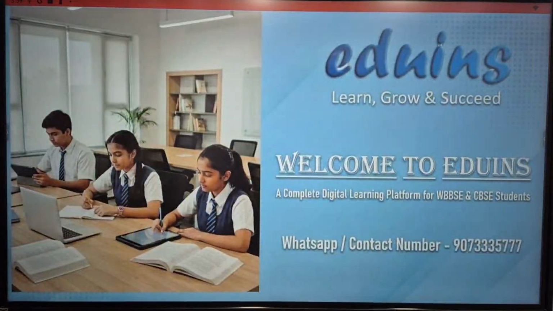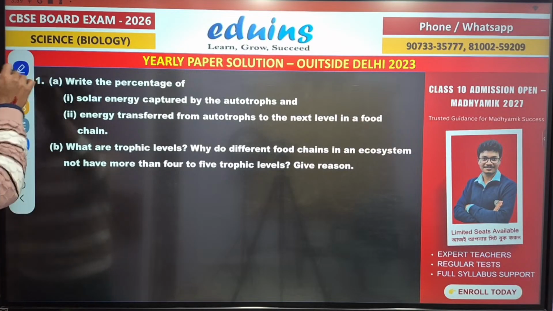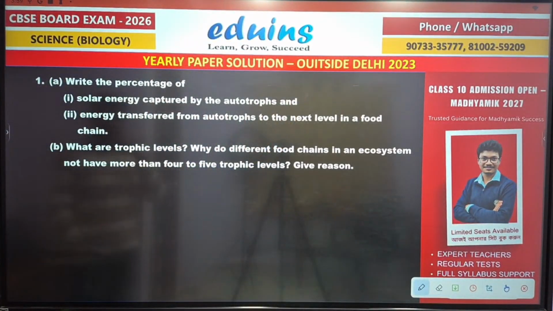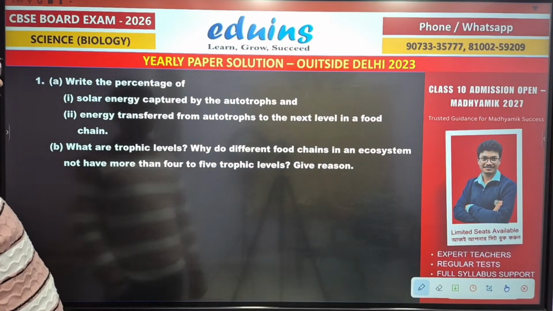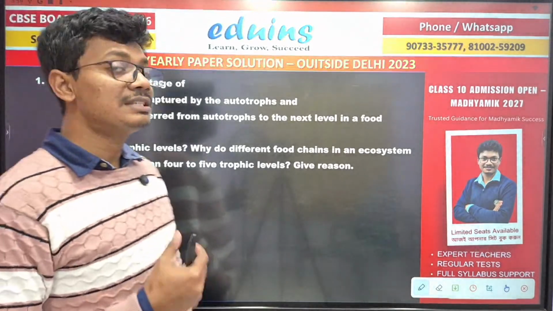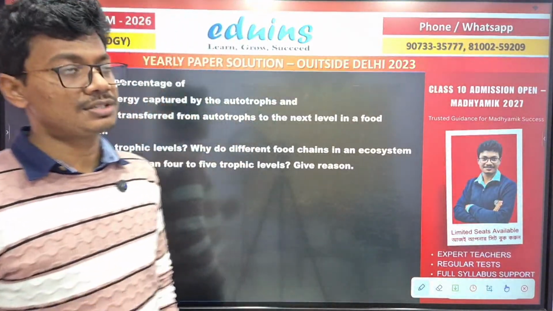Okay. So what is the first question? The first question is: write the percentage of solar energy captured by autotrophs and energy transferred from autotrophs to the next level in a food chain. यहाँ पे क्या पूछा है? पूछा है कि सोलर एनर्जी कैप्चर्ड बाय द ऑटोट्रॉप्स का परसेंटेज क्या है, और दूसरा, एनर्जी ट्रांसफर फ्रॉम द ऑटोट्रॉप्स टू द नेक्स्ट ट्रॉपिक लेवल, व्हाट इज द परसेंटेज.